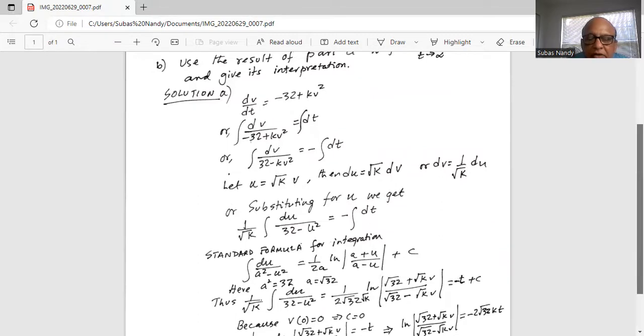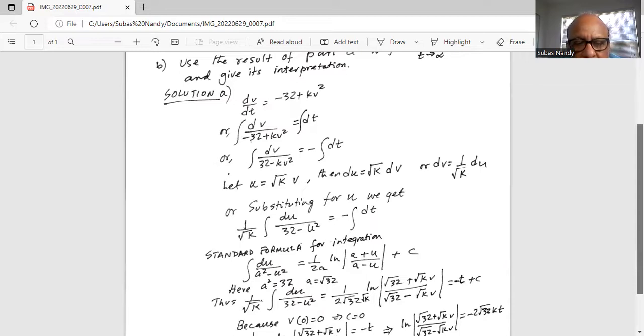The formula is integration of du over a square minus u square is 1 over 2a natural logarithm, absolute value, of a plus u divided by a minus u, plus c. So that is the formula we are going to use. In our case, a square is equal to 32. A is square root of 32.